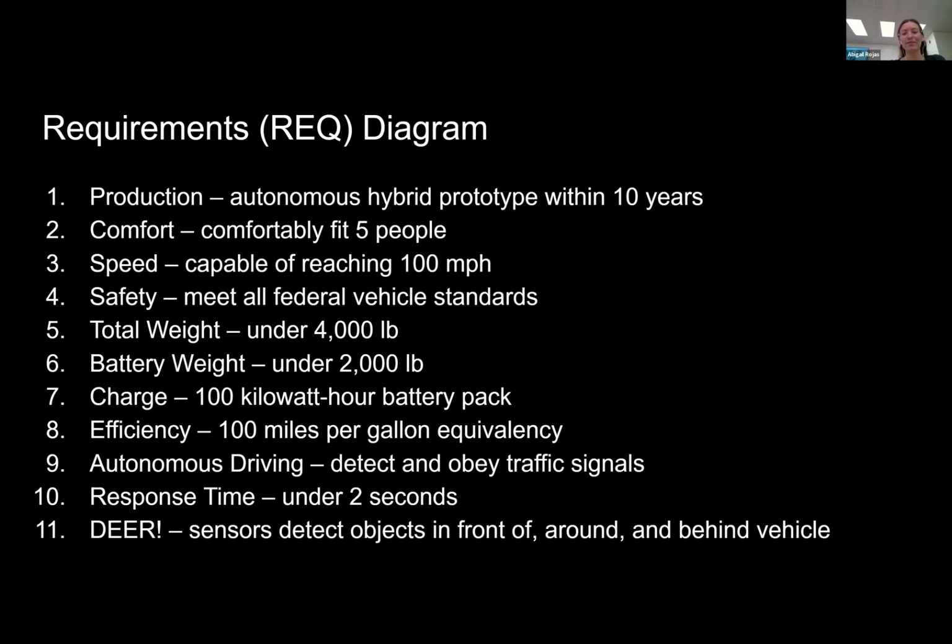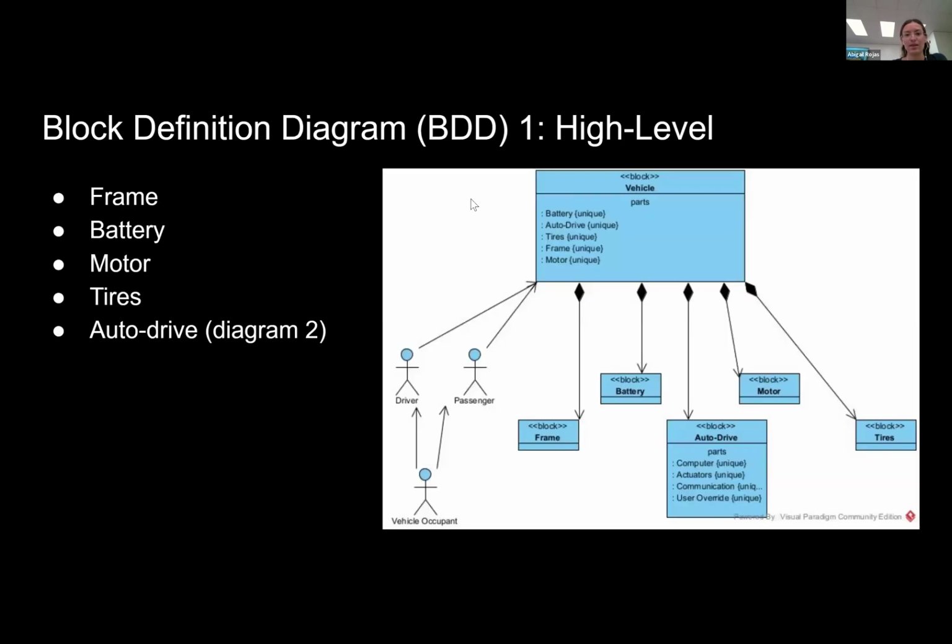For autonomous driving, it needs to be able to detect and obey traffic signals. It should have a response time under 2 seconds, and then the sensors need to reliably detect objects all around the vehicle. And then I have my block definition diagrams.